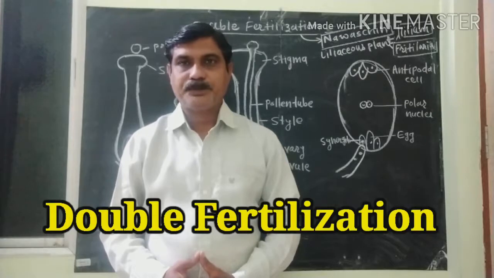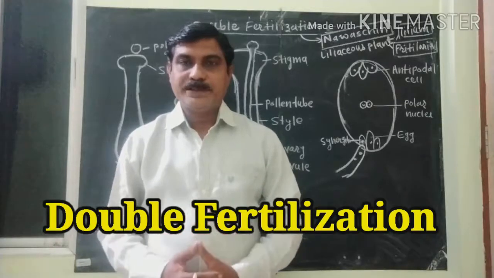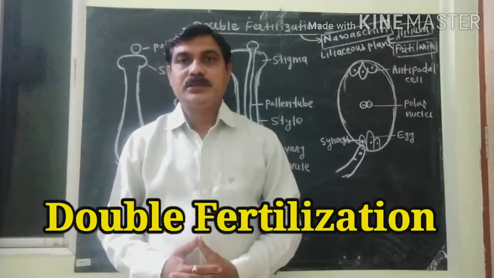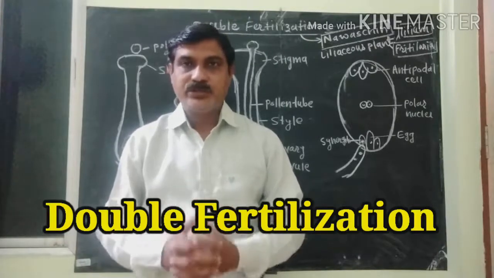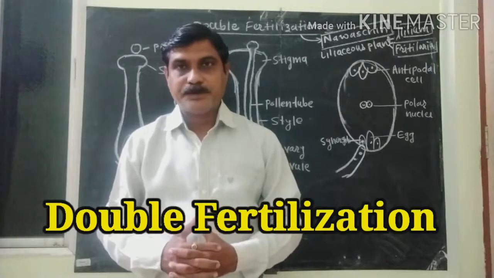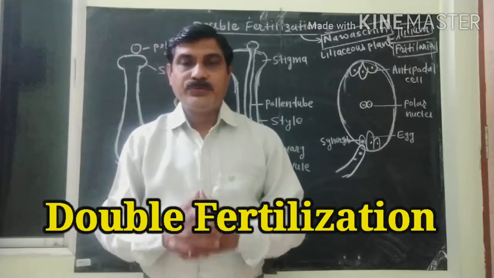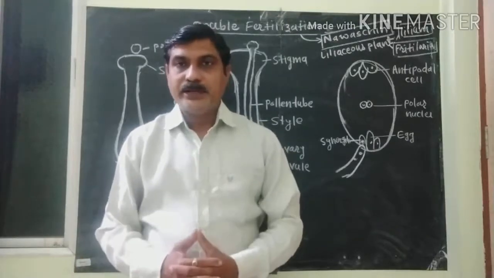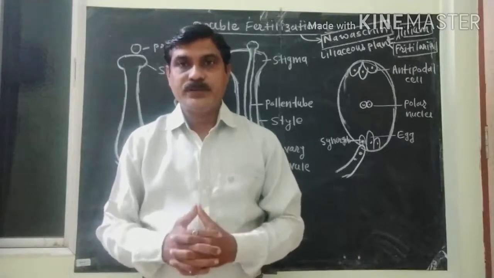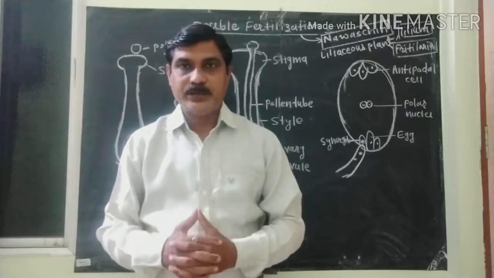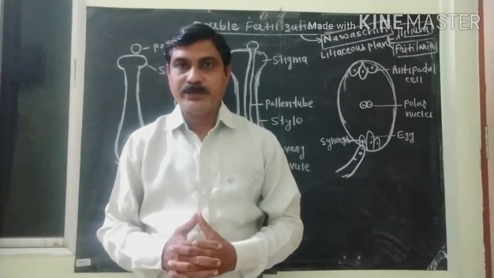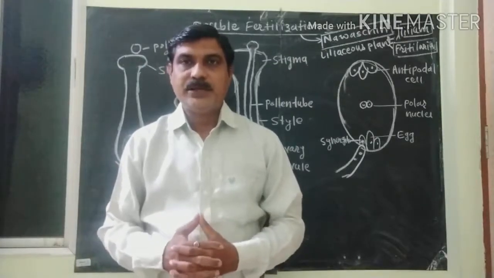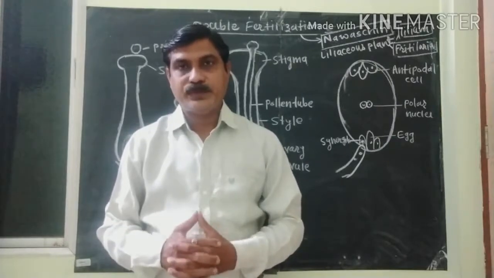Double fertilization. First of all, we have to discuss what double fertilization is. Double fertilization is the process in which two male gametes are utilized. One male gamete fuses with the haploid female gamete and forms the zygote. On the other hand, another male gamete fuses with polar nuclei or secondary nucleus to form the primary endosperm nucleus, known as double fertilization. Double fertilization is the characteristic feature of angiosperms.